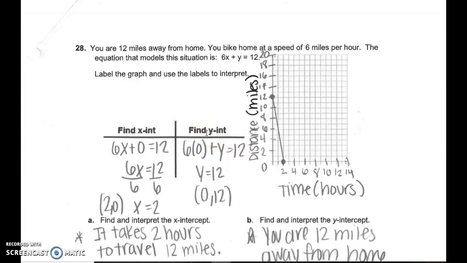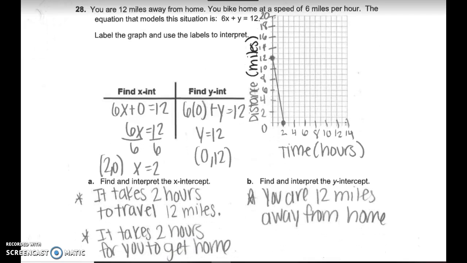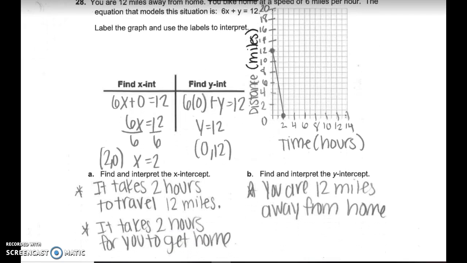Okay, in question number 28, remember to read the prompt carefully. This time you have an equation that's been given. It says you're 12 miles away from home, so that's your total distance. You're going to bike home at a speed of 6 miles per hour. So that's your rate of change. And then they want you to graph this using x and y intercepts.